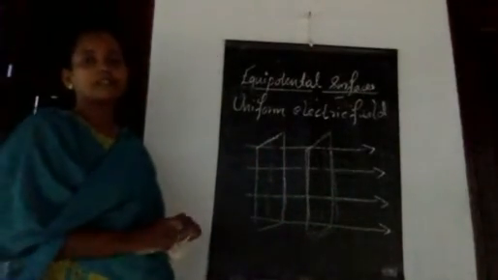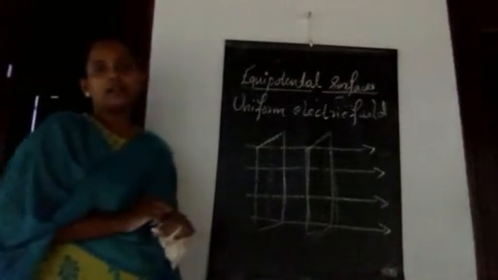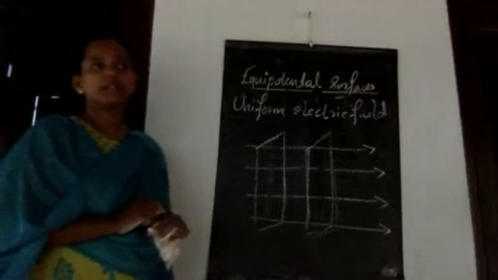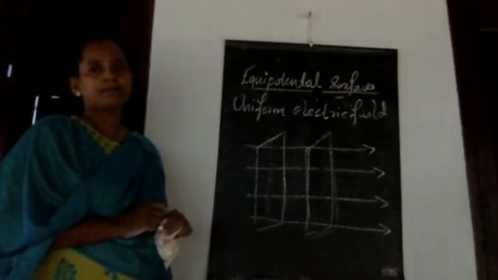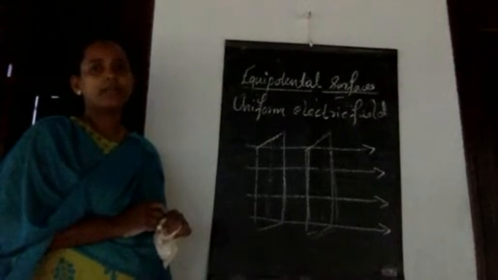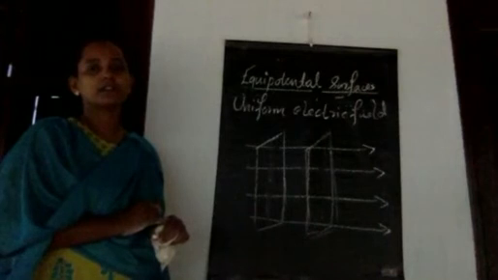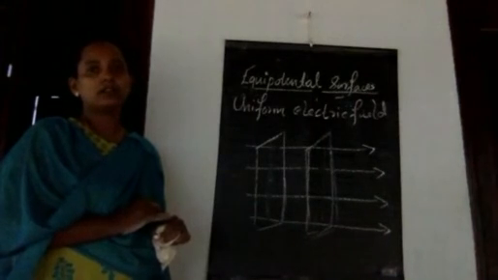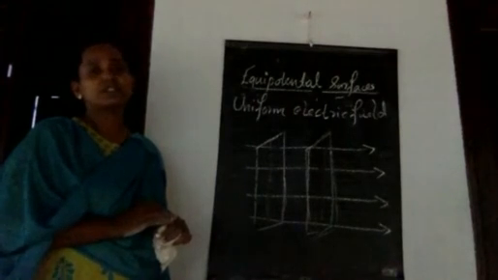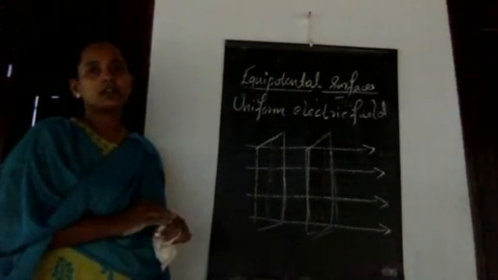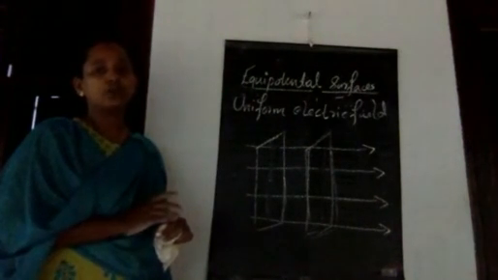Is it clear? So that's about today's class. There is one homework question I am giving. Copy the question. What is an equipotential surface? Write its properties and sketch the equipotential surfaces of a point charge, of a dipole, and of a system of two equal positive charges. That is the homework. Go through the textbook and write the answer in your notebook.